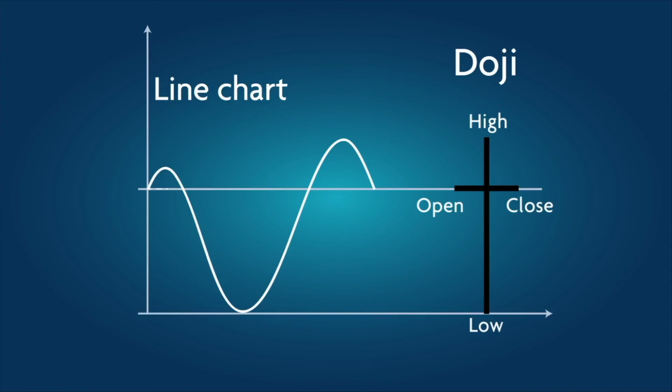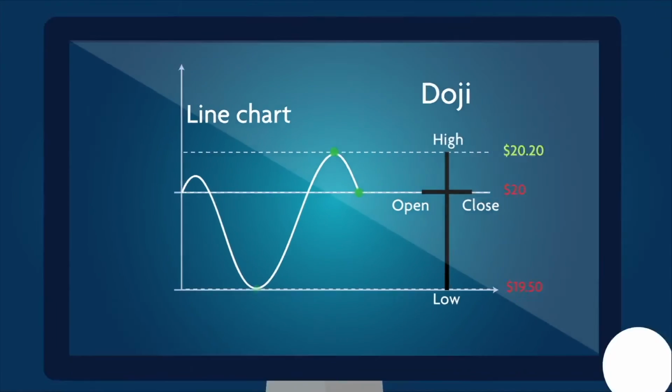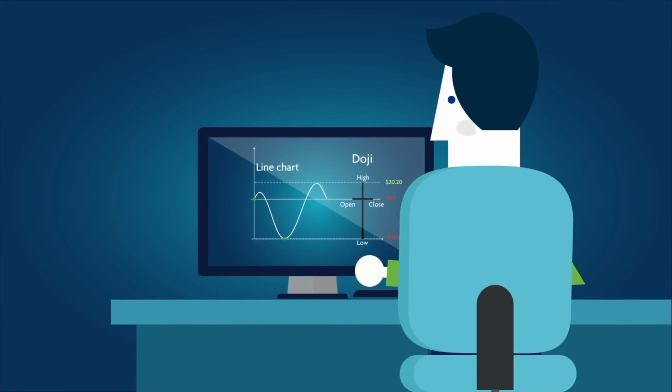In the line chart to the left of the candle, you can see that the opening and closing prices are the same, $20. The stock did move around from a low of $19.50 to a high of $20.20, but in the end, it closed with no change. Without a doubt, Japanese candlesticks light the way for traders who know how to use them effectively.